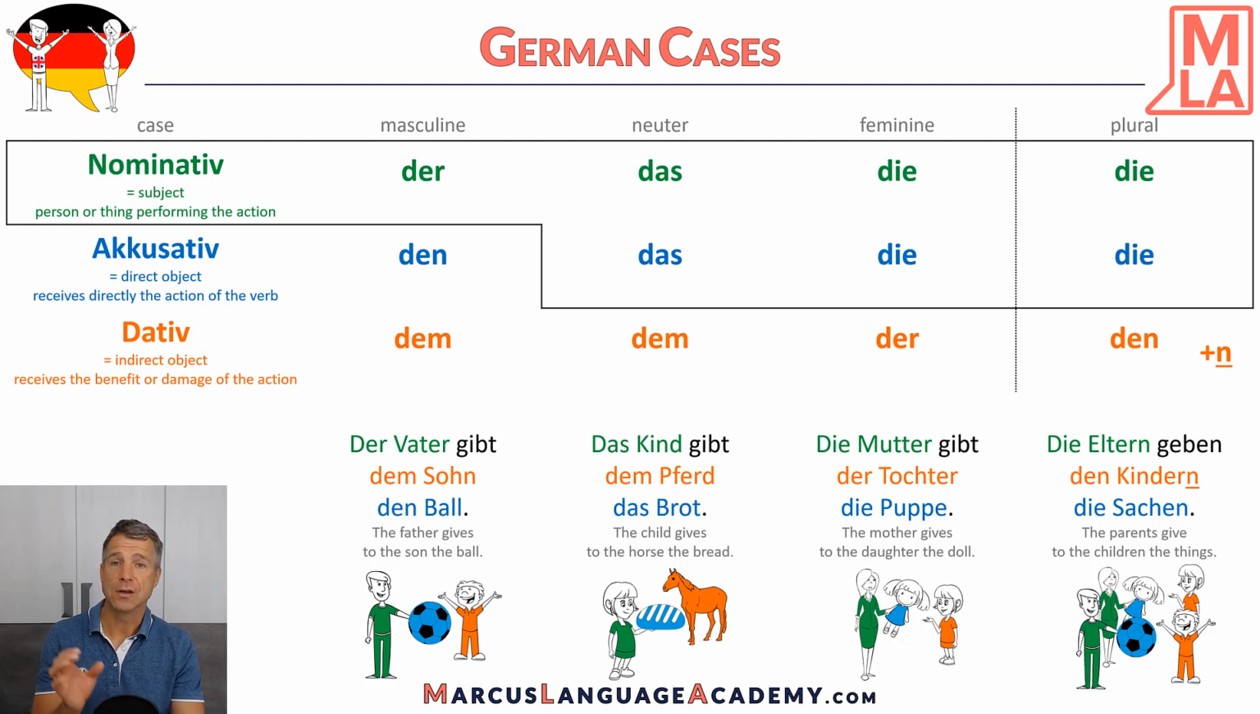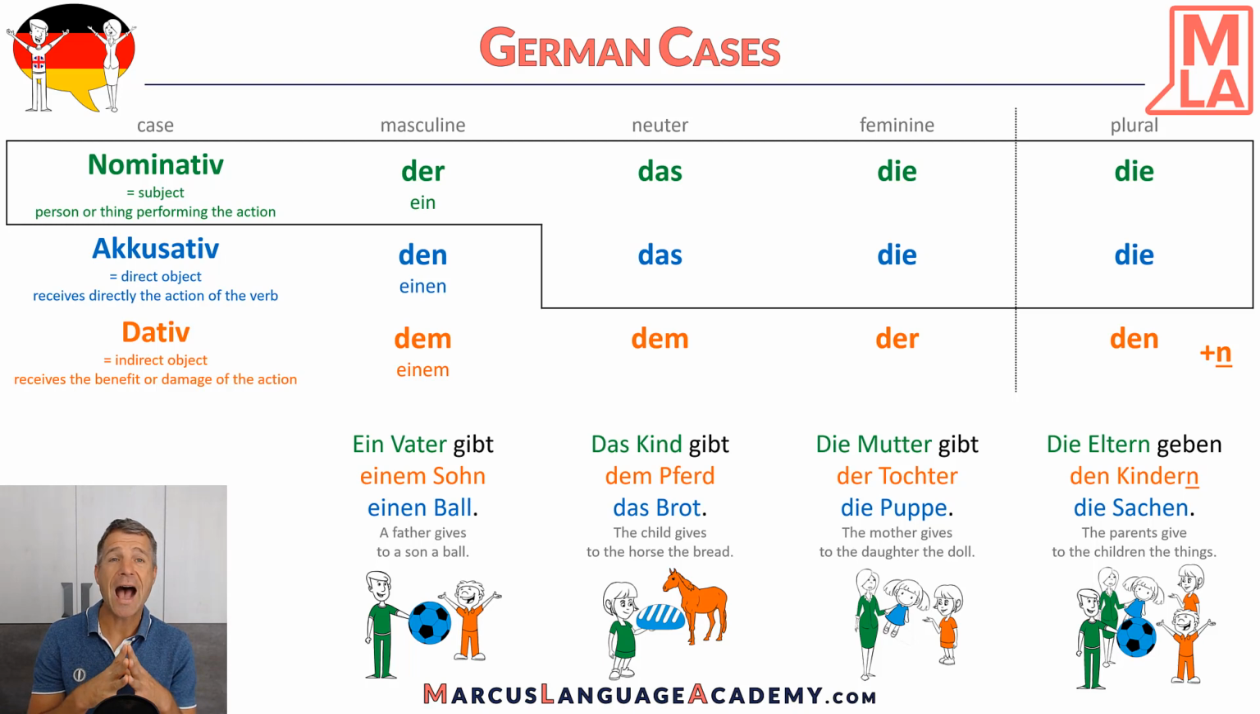Okay, so those are all the cases for the definite article, but let's see how it is for the indefinite article. So like the definite article is the, and the indefinite would be a. So let's see how it changed for masculine. So here we have ein Vater gibt einem Sohn einen Ball. A father gives to a son a ball.